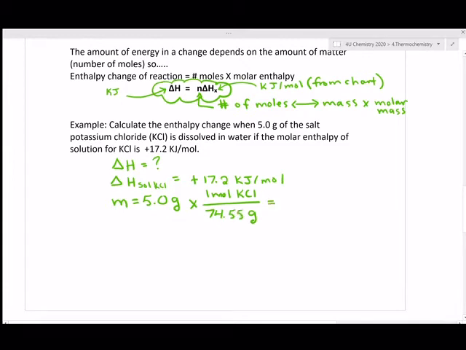So now grams will cancel, and the answer for our moles is going to be 0.067, and I believe the next number was a 0. I only want 2 sig digs. I've got 4 in my molar mass. I've got 2 from my question, so that's all I want. And that is moles of potassium chloride, and that is N. So now I've got N, I've got my molar enthalpy, so now I'm just going to plug it in.